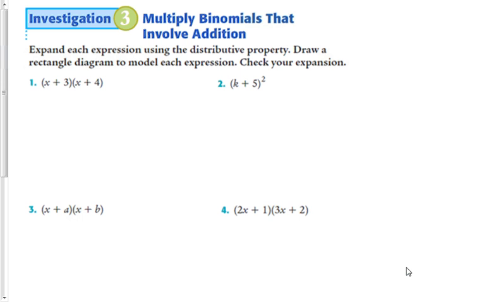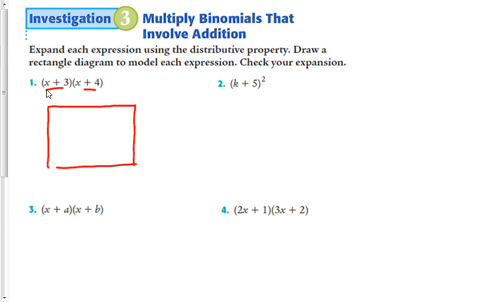So taking a look at the first problem here, we have the quantity x plus 3 times the quantity x plus 4. And we're also going to use the distributive property, but we're going to use a rectangular diagram to help us understand how the distributive property works here. So if we're going to multiply this, let's first draw a diagram here.